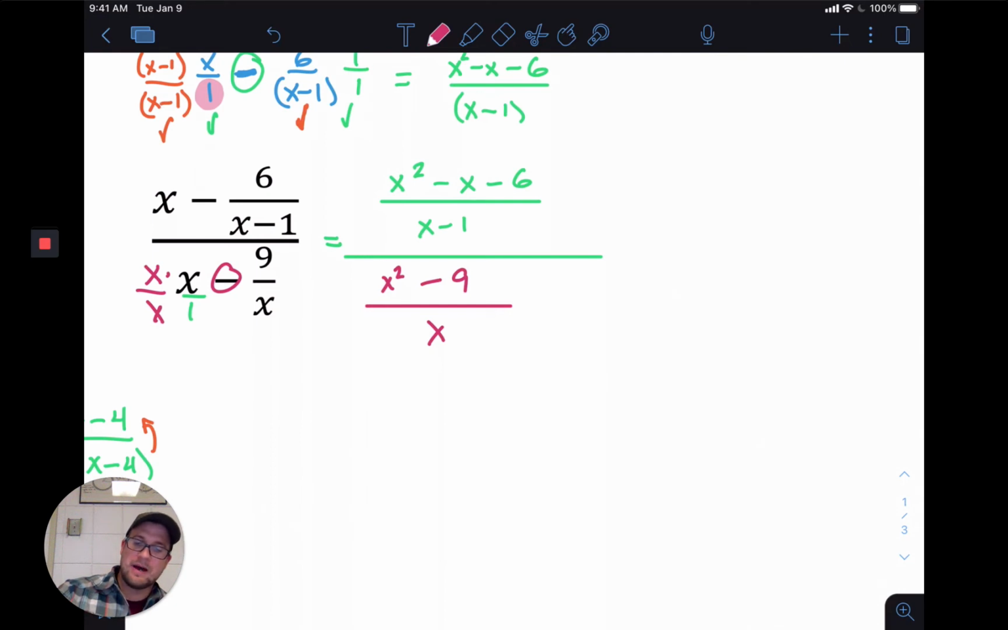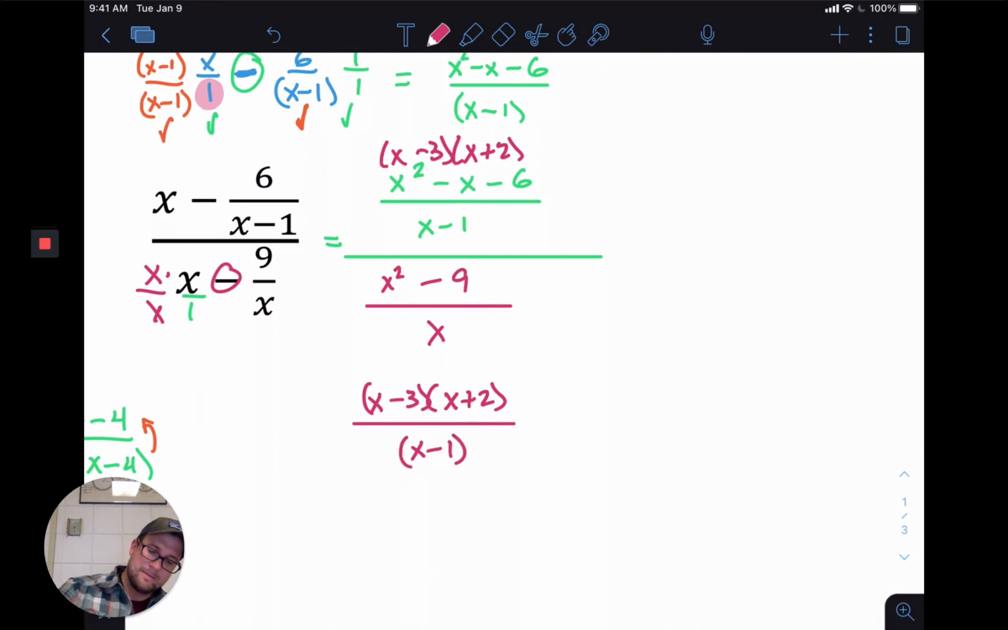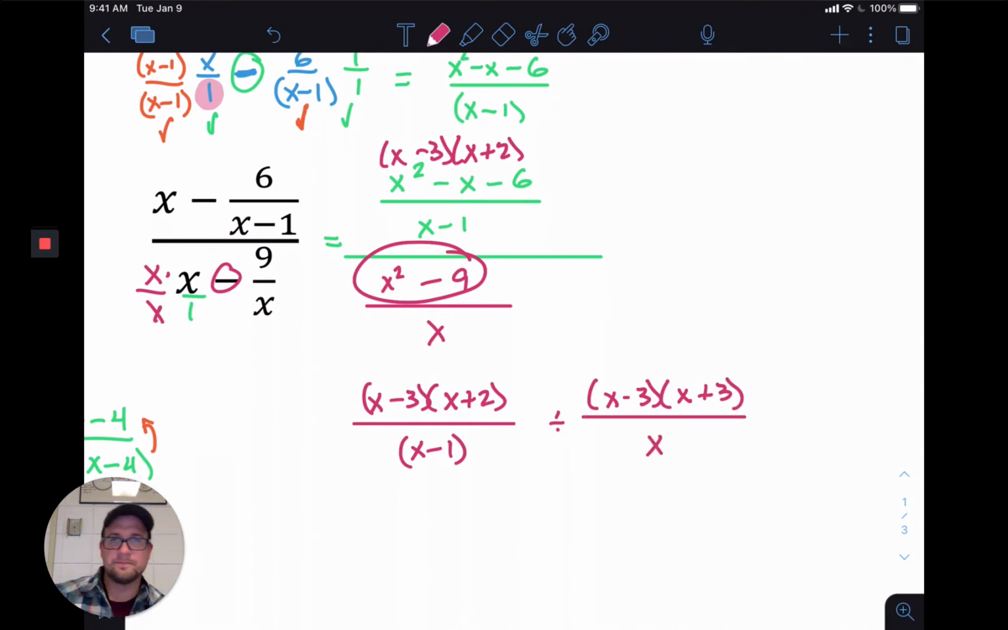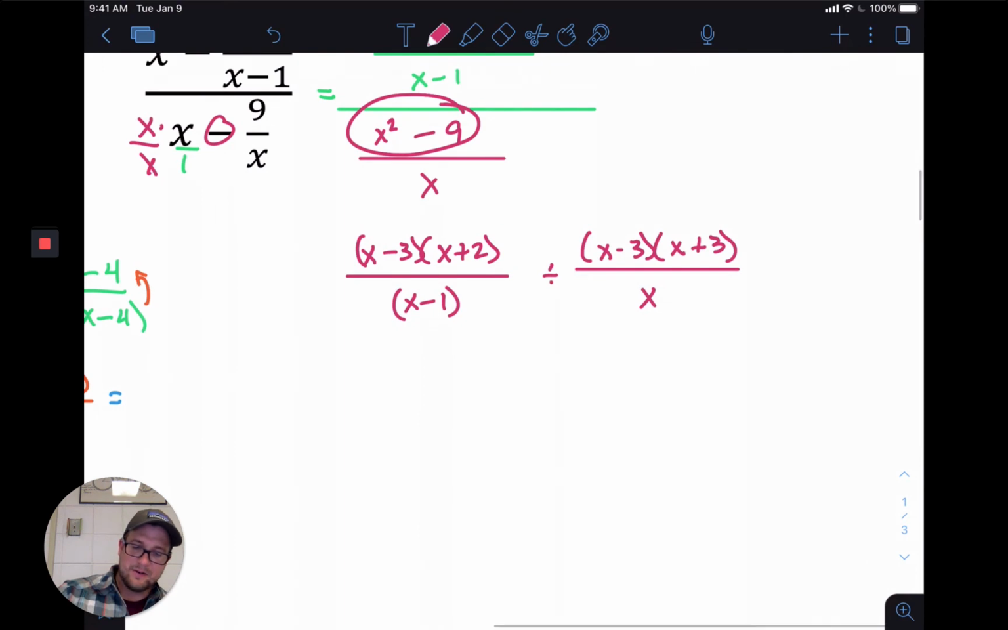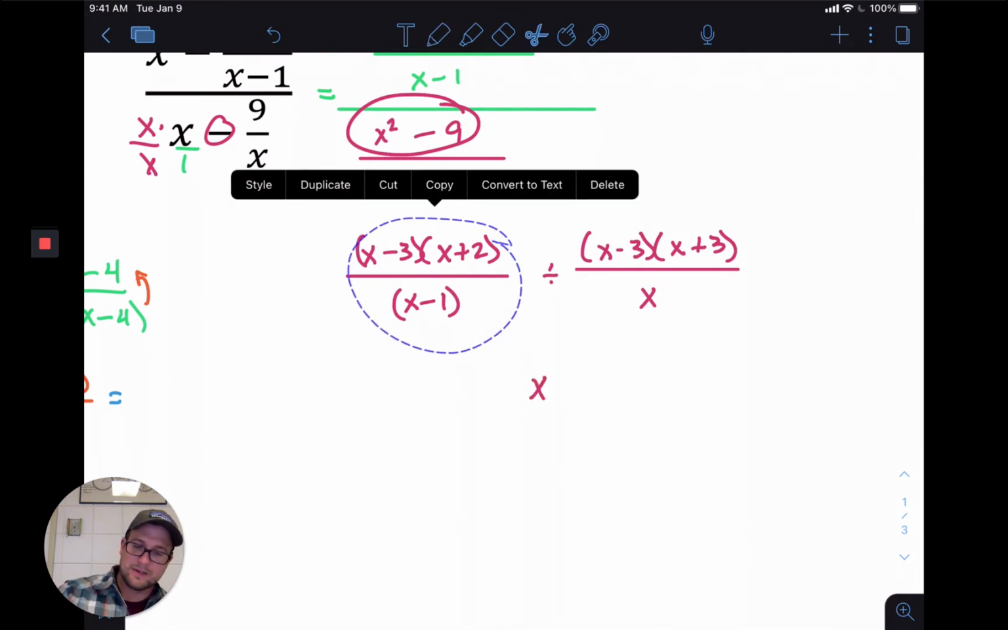So x squared minus x minus 6 can factor into x minus 3, x plus 2. So we can rewrite that as x minus 3 times x plus 2 all over x minus 1. And that's going to be divided by x squared minus 9, which is the difference of two perfect squares. So that can be factored into x minus 3 and x plus 3 all over x. Now remember, to divide, we really want to multiply by the reciprocal.